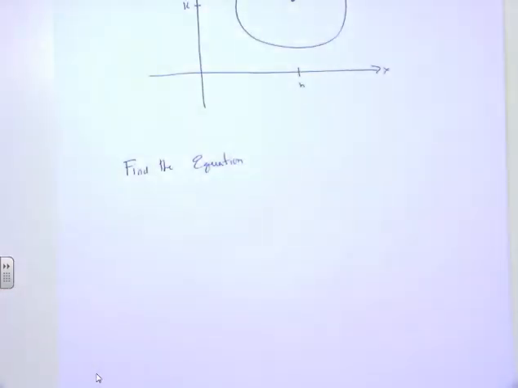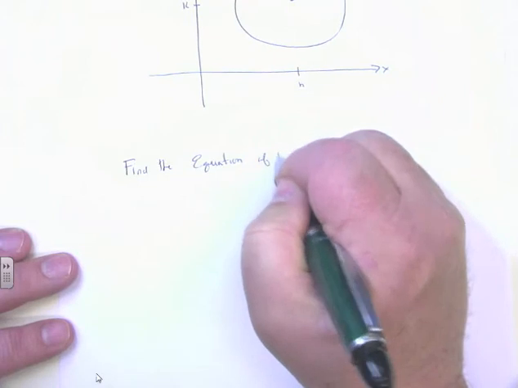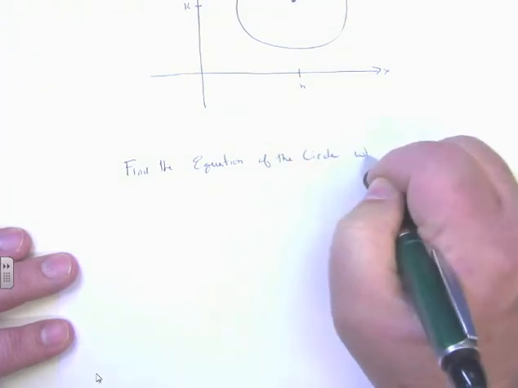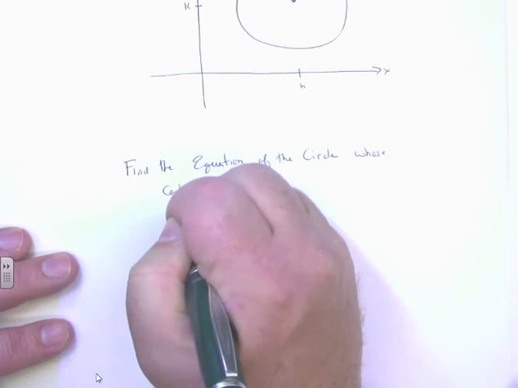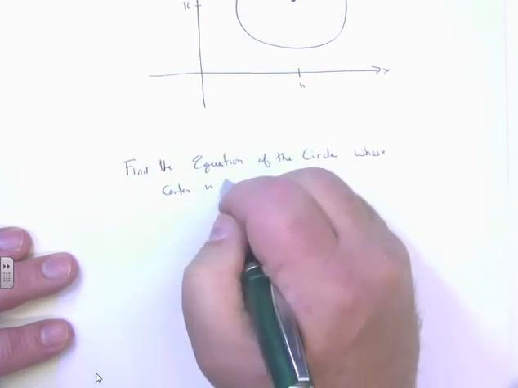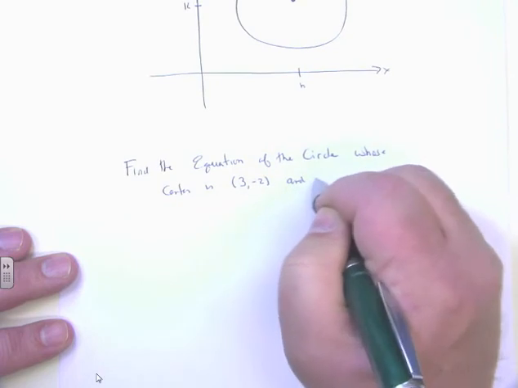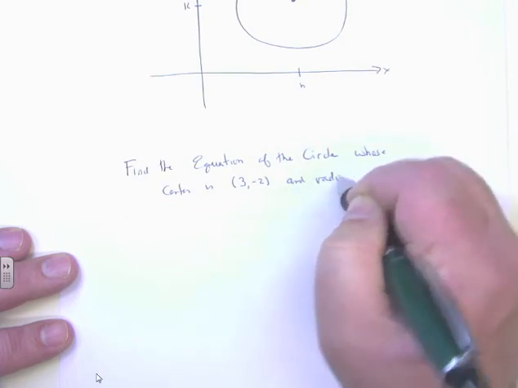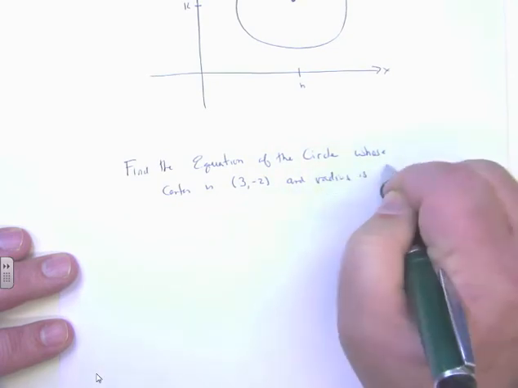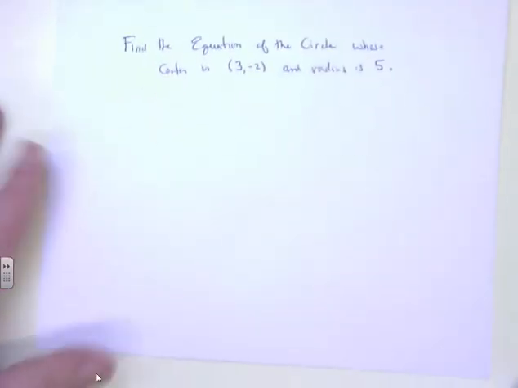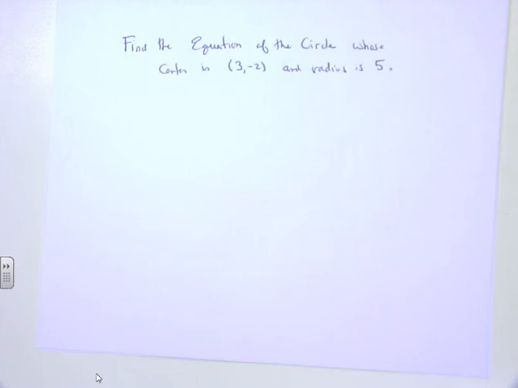All right. Find the equation of a circle whose center is (3, -2) and radius is 5. I want you to find the equation of the circle whose center is (3, -2), and whose radius is 5.